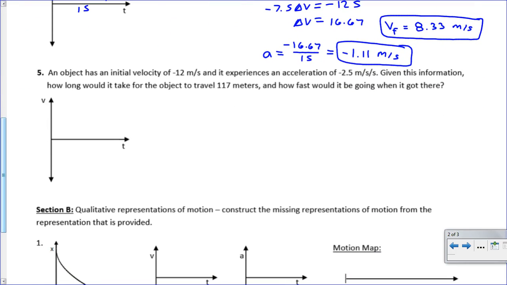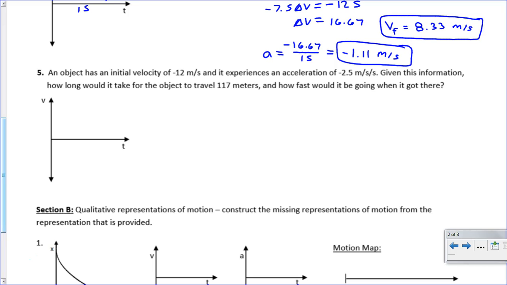Okay, number 5. Number 5 is another one of these that is going to actually end up with a quadratic equation in it. So what we have on this one, it says an object has an initial velocity of negative 12 meters per second. It accelerates negative 2.5 meters per second squared. Given this information, how long would it take for the object to travel 117 meters, and how fast would it be going when it got there?